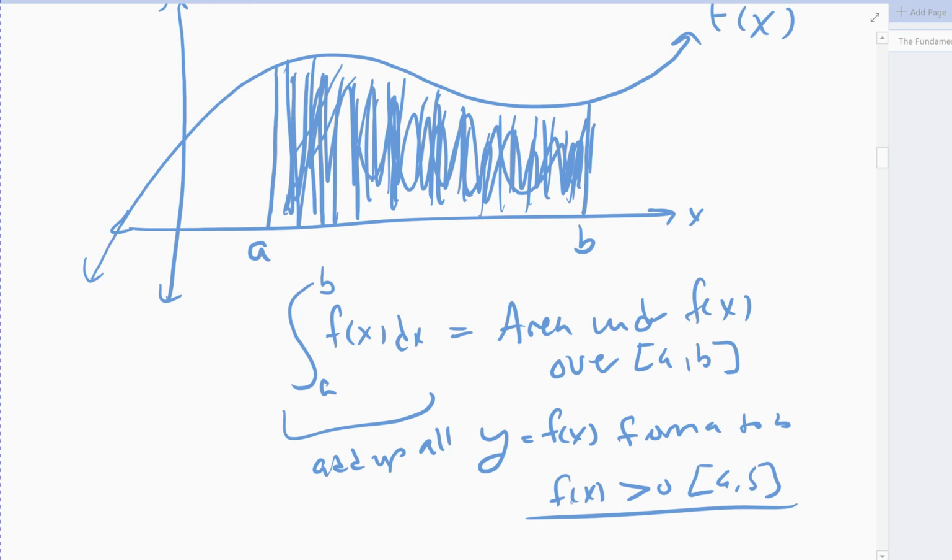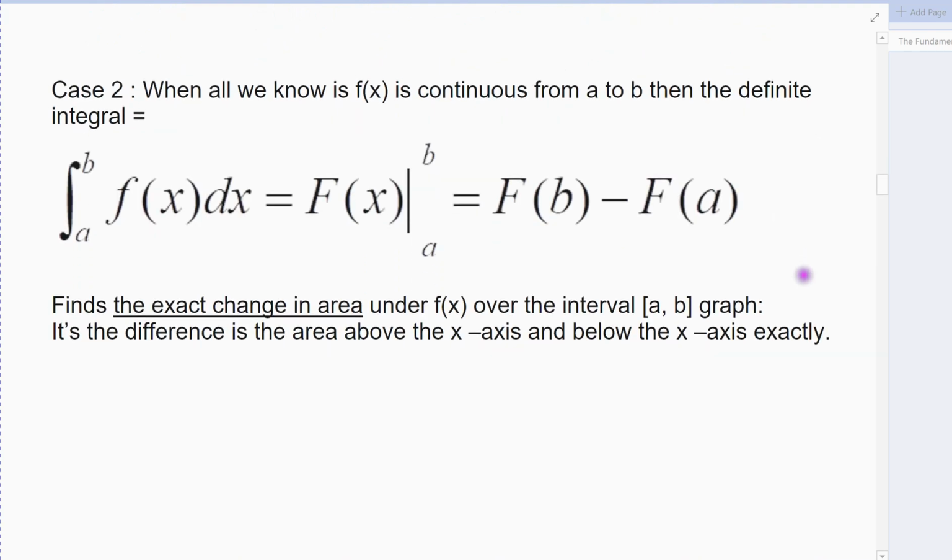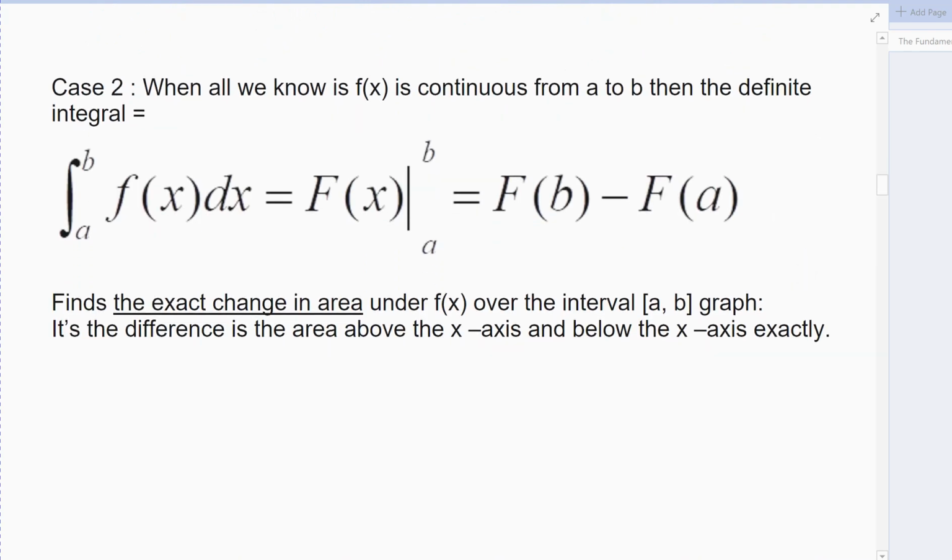All right, now the other case, because this is a broader definition, we don't necessarily have to be positive. The second case is if our function is continuous. Just continuous, which is the original definition. It's continuous from A to B, which means my function values might be positive, might be negative, might be both. Have some positive values, have some negative values.